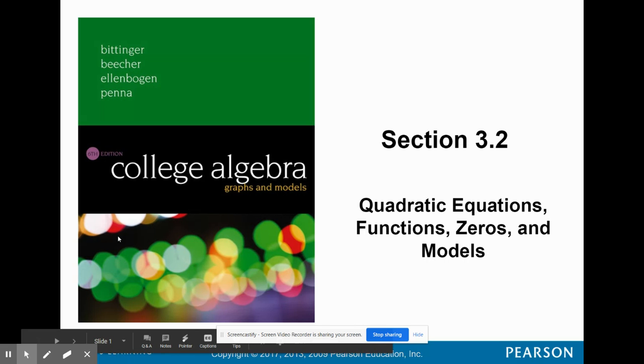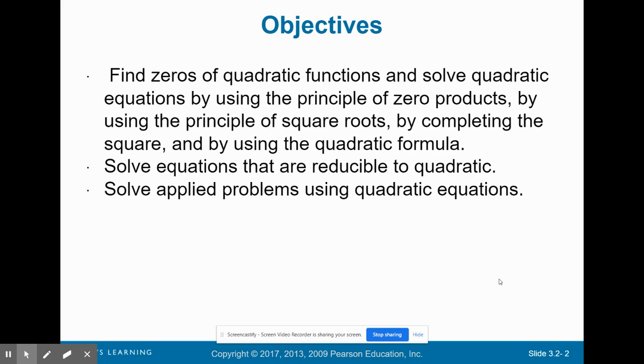This lesson will take a couple of days because we have some hitches in the calendar. So work as far ahead as you want with this section and make sure you ask questions if they come up. We're going to talk about quadratic equations and the zeros and different ways to go about solving them.